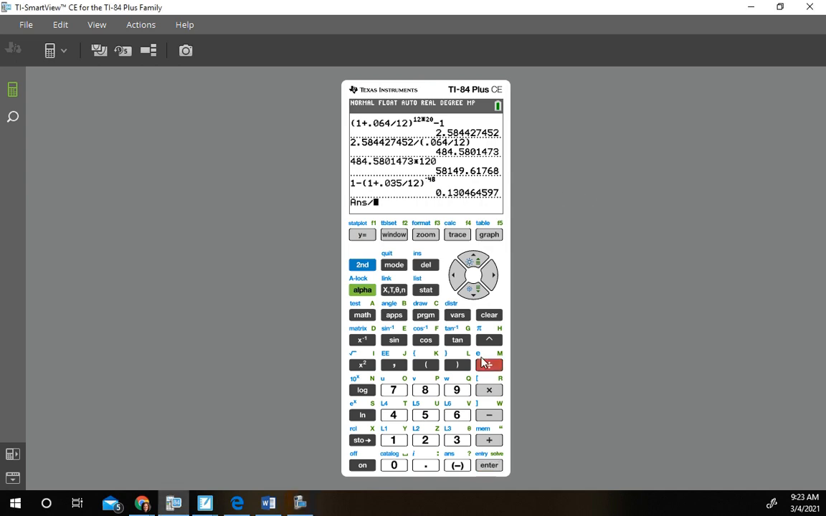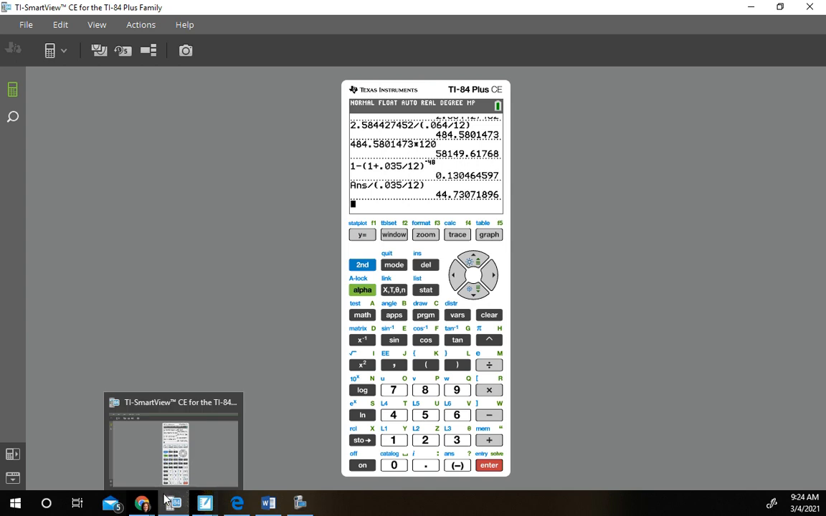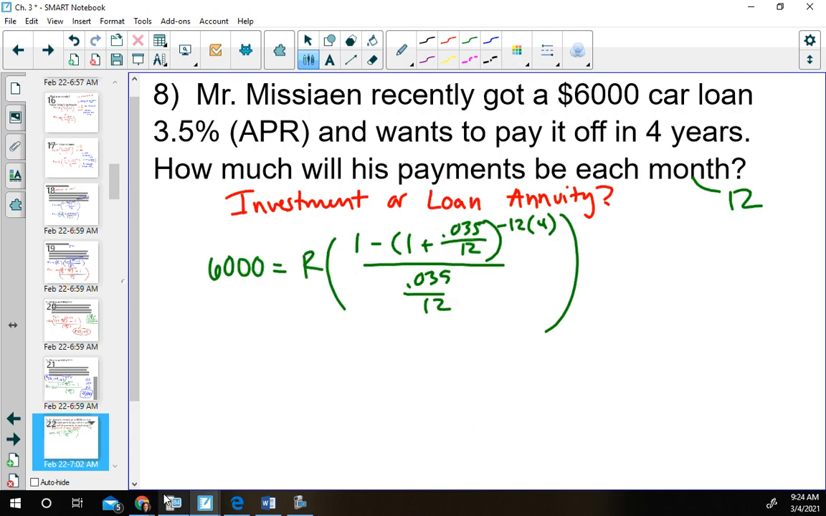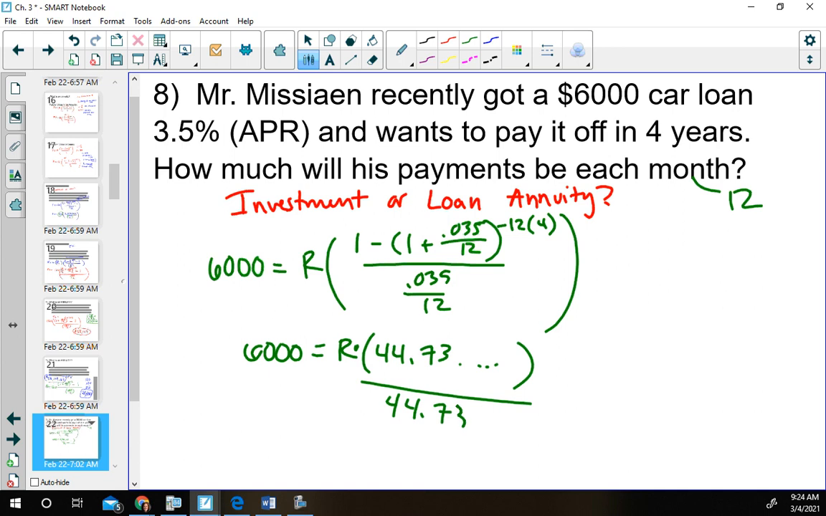I am now going to divide it by the number in the bottom. So I'm going to pause this here so that I can type it in. Okay, so this is the number that I have dividing by the bottom. Notice I use the decimal from before. Let me show this, 44.73, so that you can see why we're actually dividing it over. So it's 6,000 equals R times that 44.73 decimal. So it's a multiplication. That's why we're going to end up dividing it.